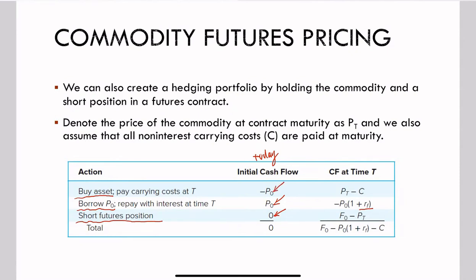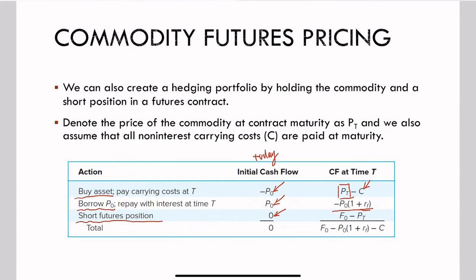Now, what is the cash flow at time T? So on this maturity date, your commodity will be worth PT. Right? So this is essentially the market price of this commodity on the maturity date. But you have suffered because of the carrying cost. So you have to pay this C, which is the carrying cost. And then at time T, you have to pay back your debt when you borrowed P0. So the cash outflow would be P0 times 1 plus interest rate. Right? And then you have a short futures position.